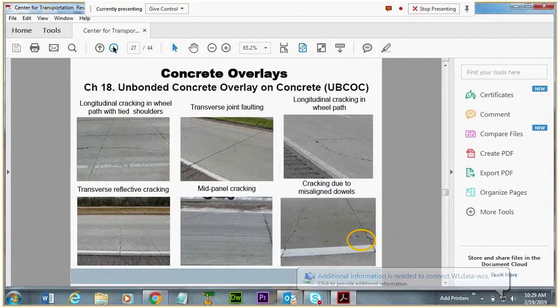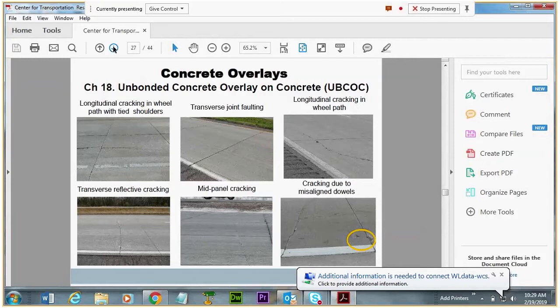Unbonded concrete over concrete. This is the last slide under the distresses that you'll see today. I'm doing a little bit better than I thought in timing. You'll see the longitudinal cracking in the wheel paths with tied shoulders. Again, that's mounted on concrete. Again, that is sometimes the movement of the shoulders.